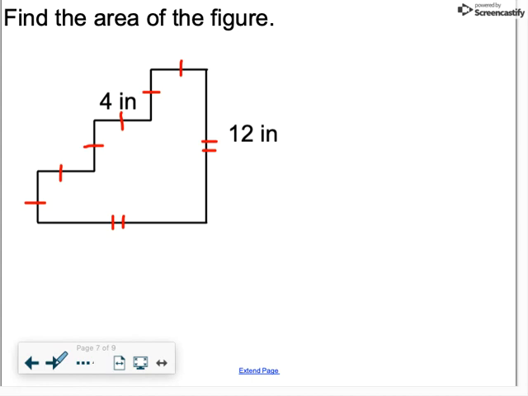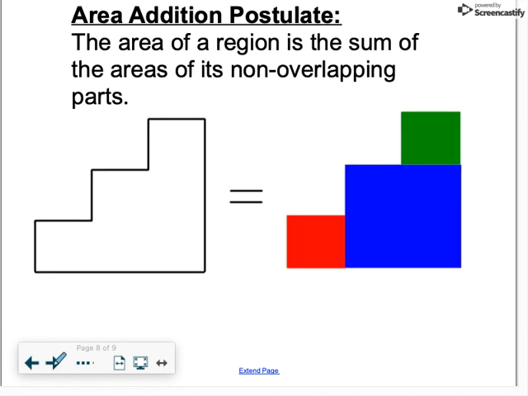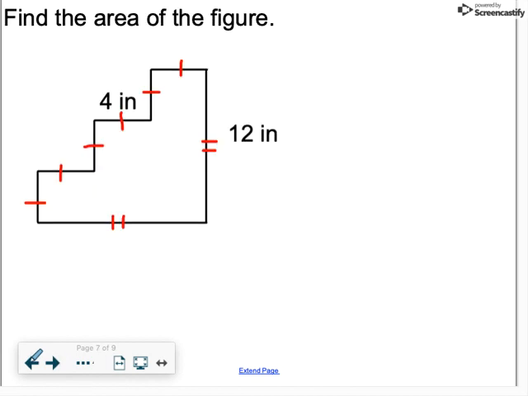Looking here, we have a figure that's made up of groups of different types of figures that we know. We don't have the area formula for this figure that looks like a staircase. What we have to do is use the area addition postulate. We're going to break this figure up into separate pieces that we know how to find the area of. And so I'll come back to this slide in a sec.